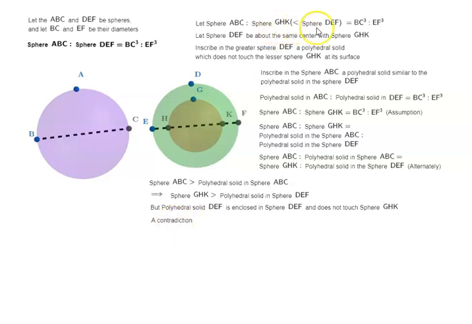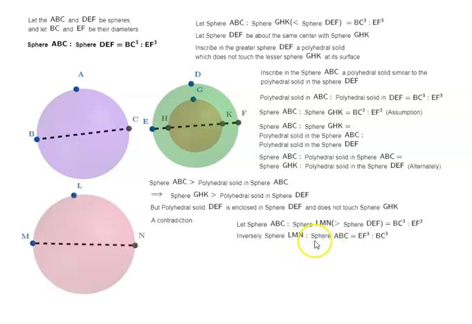So, that means our assumption that some other sphere GHK which is less than sphere DEF satisfies this proportionality is wrong. Okay, now let's look at what happens if it is greater. So let sphere ABC be to sphere LMN, which is greater than sphere DEF, as the triplicate ratio of BC is to EF. So let's bring in that sphere.